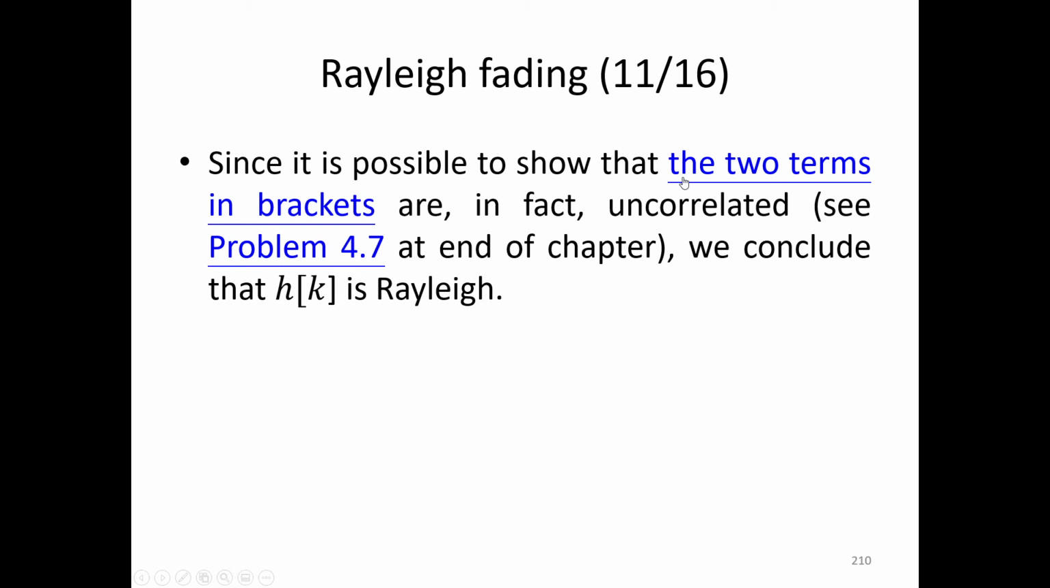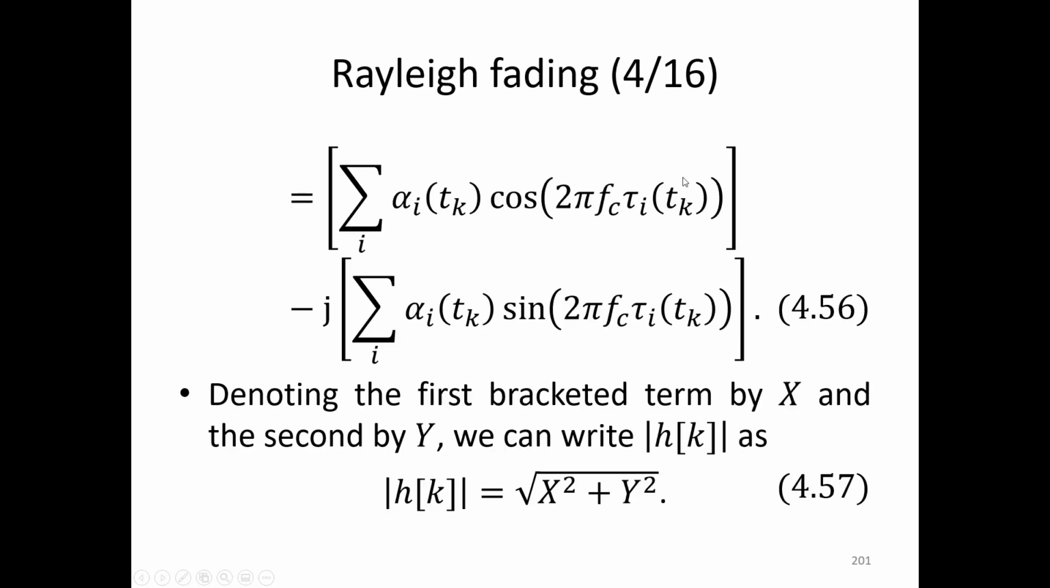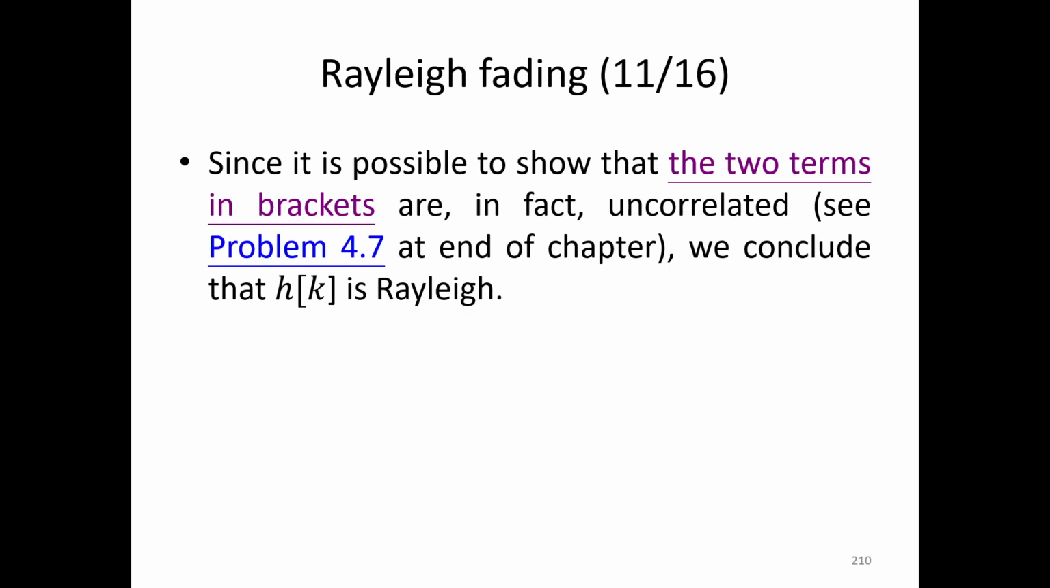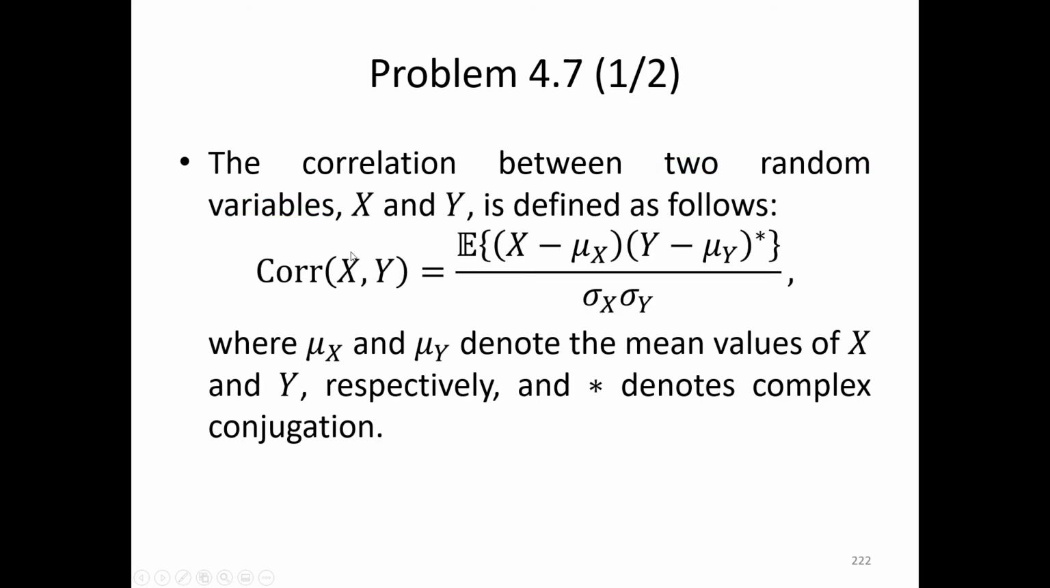OK, let us look at the two terms in brackets. 好，现在让我们看到呢方括号里面的两项。OK, this term and this term 就是这一项以及这一项。Okay, then let us look at problem 4.7. 好，现在呢，让我们来看到问题 4.7. Okay, this is problem 4.7. 这是问题 4.7.